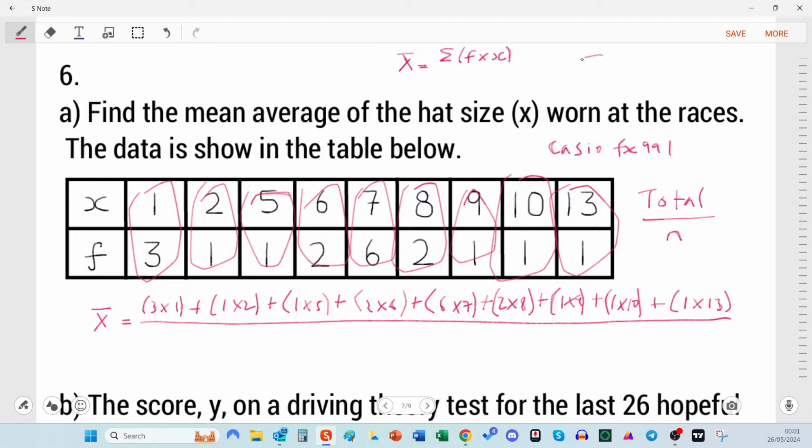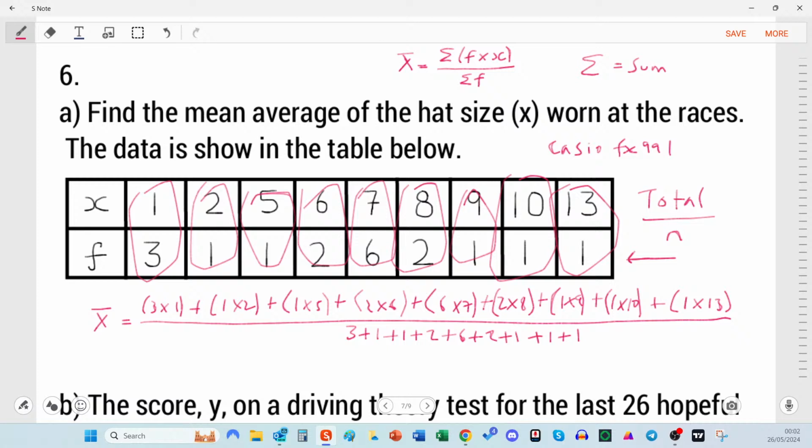So this little symbol here means the sum. That means add them together. So the sum of the frequencies times the x's, we've done that with all those multiplications. That's f times x. And we're going to divide that by how many there are. The way to find how many there are is the sum of the f, because this bottom row tells us how many there are. So we're going to add all of those up, and I'll write it fully just this once. 3 plus 1 plus 1 plus 2 plus 6 plus 2 plus 1 plus 1 plus 1.